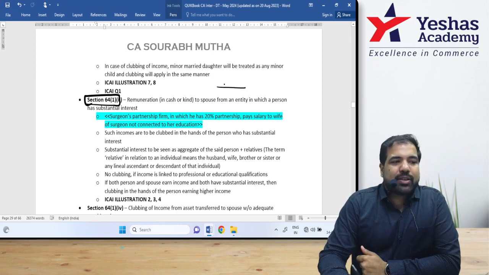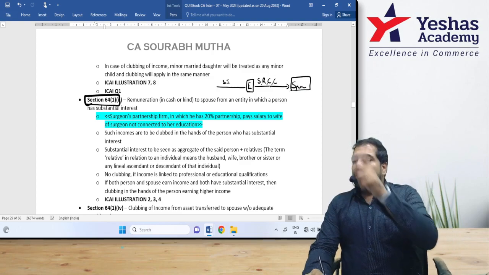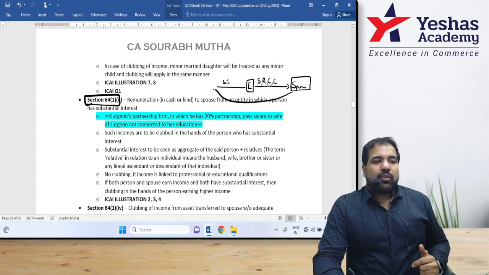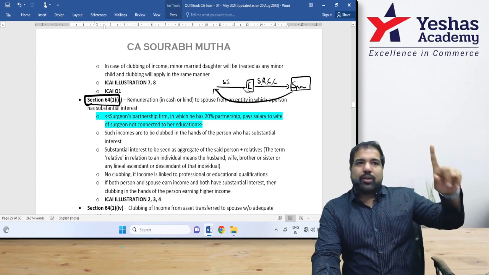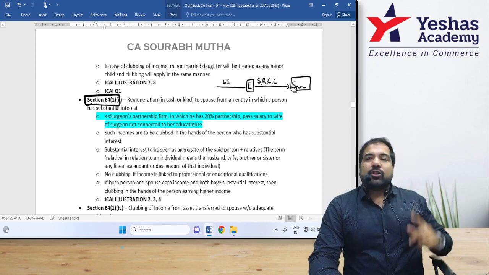Another very, very important one. If you have substantial interest in any entity and that entity is paying what? Salary, remuneration, commission, charges, etc. To whom? To your spouse, that is to your wife, and it's not linked. What is the word, guys? Not linked. Will it be clubbed back in the hands of the entity? No, in the hands of the husband. Are we okay? Two things you have to check here in the exam. You should have what kind of interest? Substantial, and it should be what? It should be not linked.